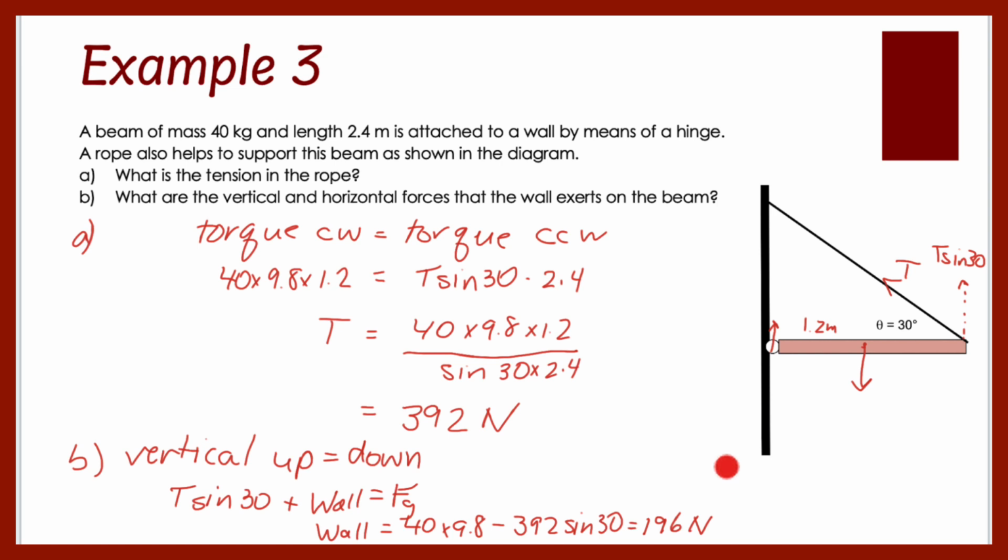Now if I do the same thing left and right, some of this tension is pulling to the left. That would be T cos 30. And to the right, that must be the wall pushing it back, not allowing the beam to continue. So I'm just going to call that F wall. And in this case, my calculator gives me 340 newtons.